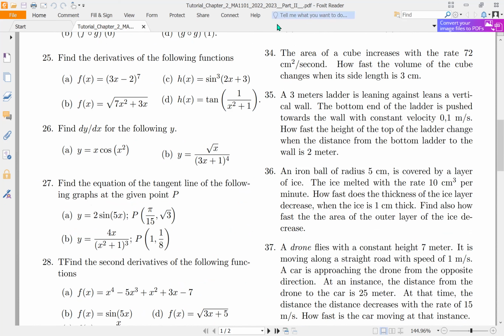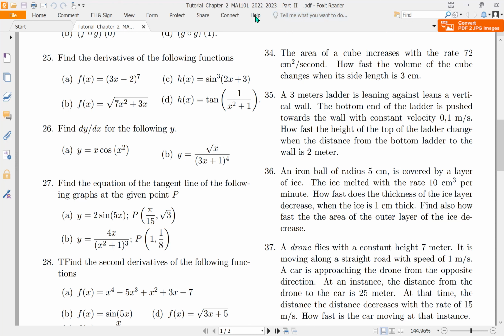In number 36, about related rates, the problem is as follows. An iron ball of radius 5 centimeters is covered by a layer of ice. Suppose that the ice melts at the rate of 10 cubic centimeters per minute. How fast does the thickness of the ice layer decrease when the ice is 1 centimeter thick? And find also how fast the area of the outer layer of the ice decreases.